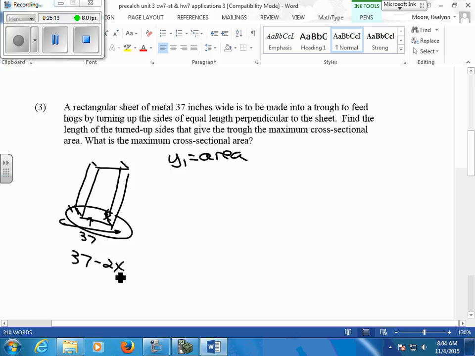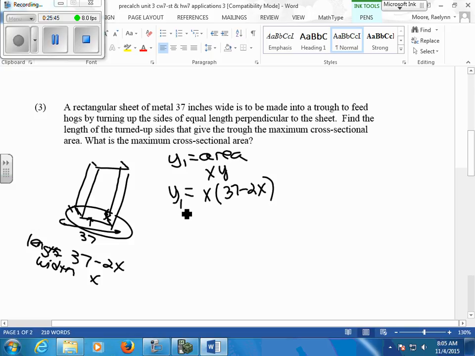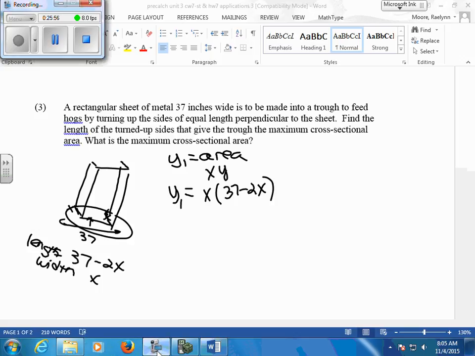Okay? This is the length. And my width is x. Okay, so there's your length and your width. So what's the formula for area? X times Y. X times Y, or in this case, x times 37 minus 2x. Okay, so that'll help you get that. You are looking for the maximum x for this. I would not expect you to have drawn this because it took us a while to figure out what this was trying to say.